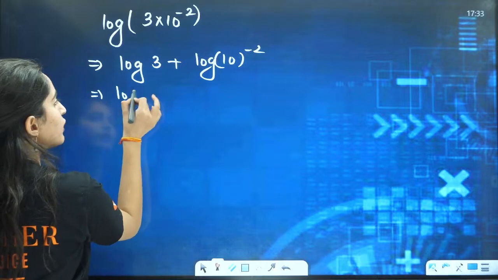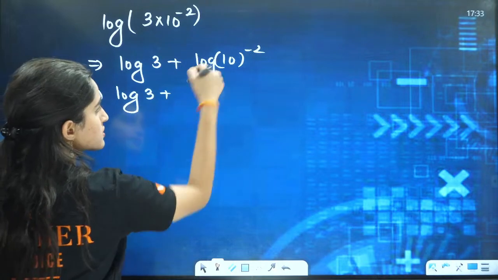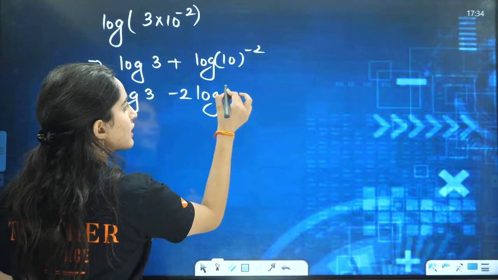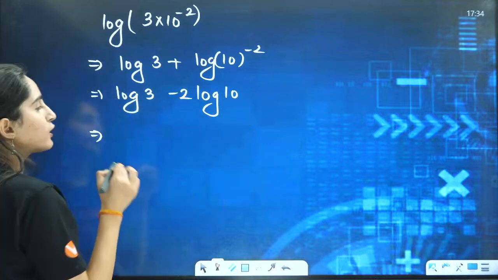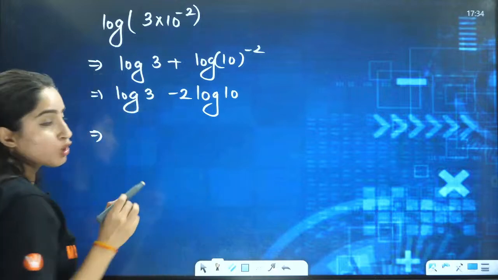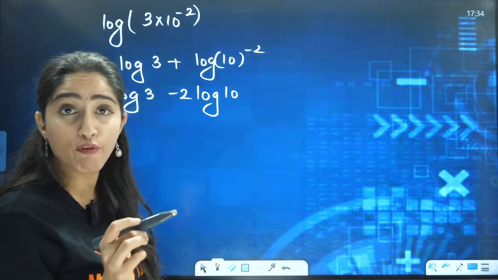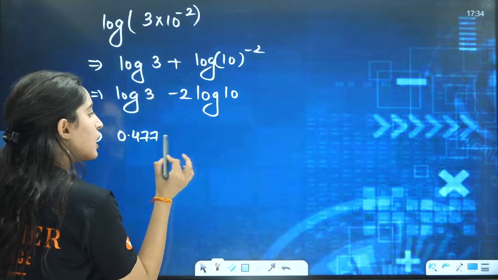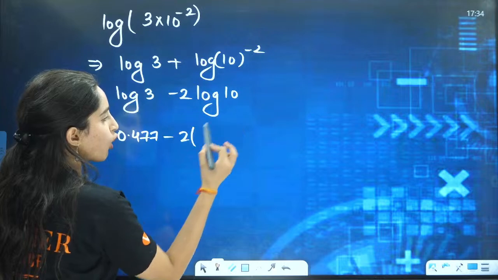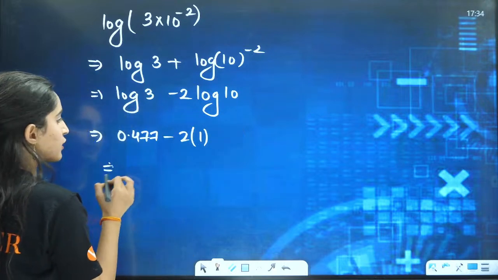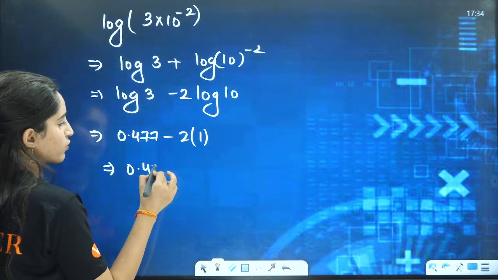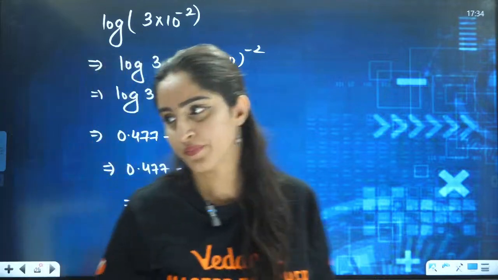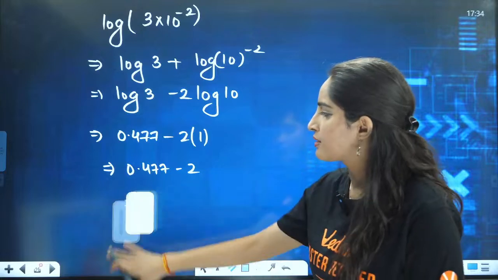So here the answer will be log of 3 plus this minus will come in the front, so it will be minus 2 log of 10. We know that log of 3 is what? What is the value of log of 3? Log of 3 is nothing but 0.477 minus 2 into log base 10 of 10, which is 1. So it will be 0.477 minus 2. That will become your answer.